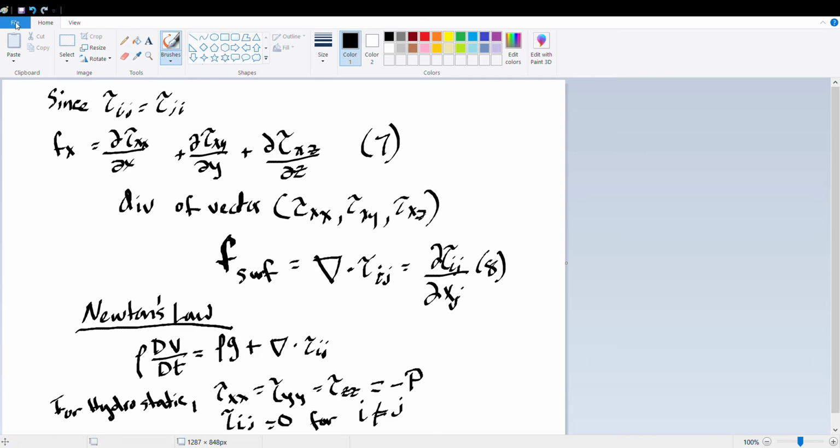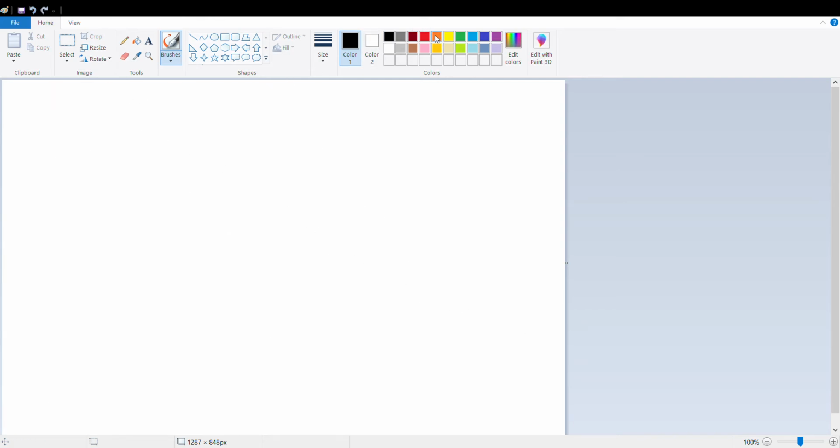Okay, I'm going to start a new sheet here. We're going to call this S4. All right, let's change the color here, maybe a nice blue color. And we know that the body force, we're going to call this the gradient of the pressure, which is equal to rho g.